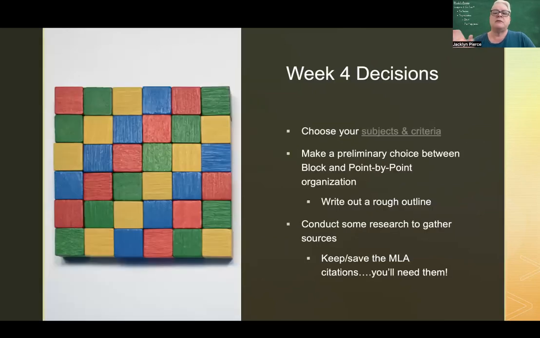So for this week, you're going to choose your subjects. You're going to choose your criteria. I would choose 3 to 5 criteria. Make a preliminary choice between the block and the point by point, and you're going to write out a rough outline. So it will look just like that one that I gave you, except it will not just say point 1 or subject A and subject B. It will actually have the information there. It doesn't have to be super elaborate, just a list of the things in the order that you think you're going to cover them.